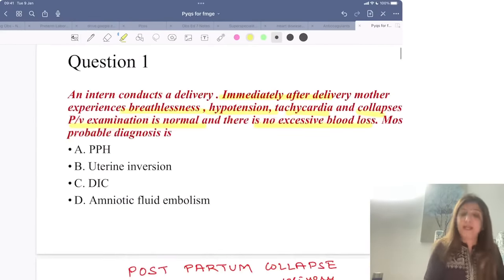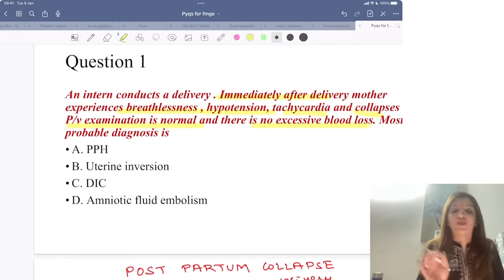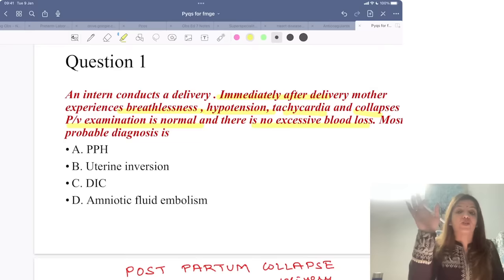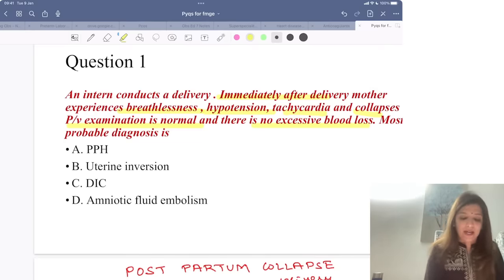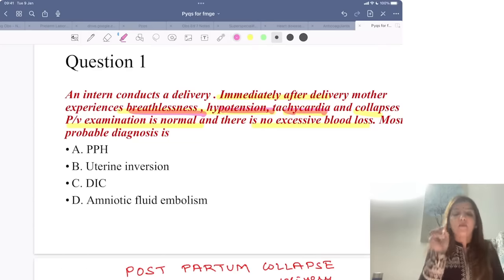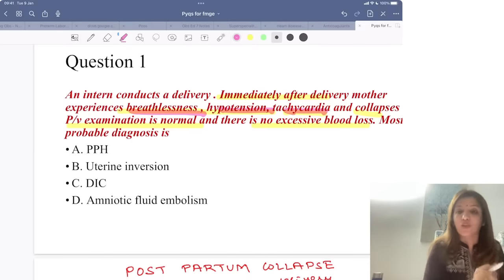Now in your case, number one, they are saying immediately after delivery. Jab humne immediately after delivery padha, my mind said it could be a case of uterine inversion. Lekin next usme diya hai ki patient is having breathlessness, hypotension, tachycardia. Breathlessness, hypotension, tachycardia milta hai amniotic fluid embolism mein. Right? So now I want to know whether my patient is having amniotic fluid embolism or uterine inversion.